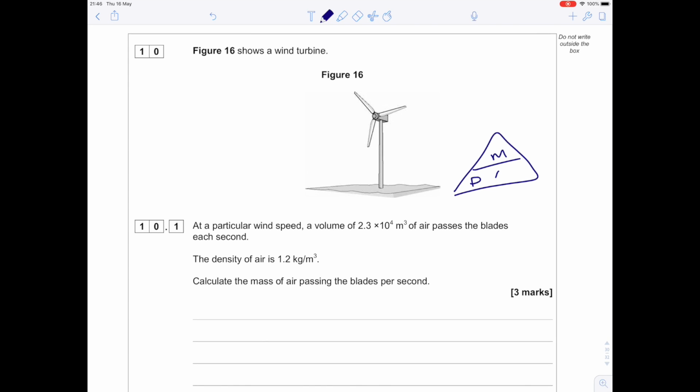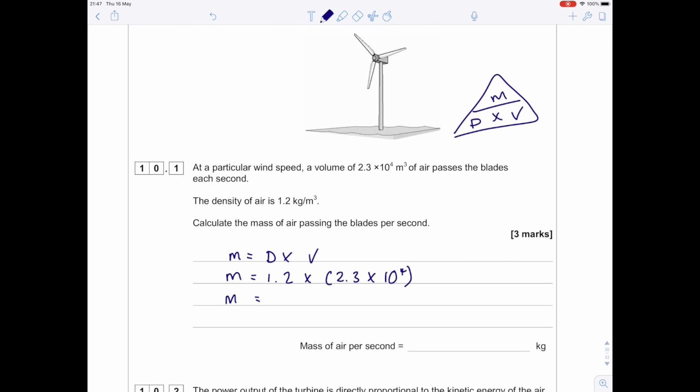I use the mnemonic here. So mass is density times volume. Our density is 1.2. Our volume is 2.3 times 10 to the 4. Just put that into your calculator as it stands. You'll get a value which is 2.76 times 10 to the 4. You can keep that in standard form or convert it to an ordinary number.